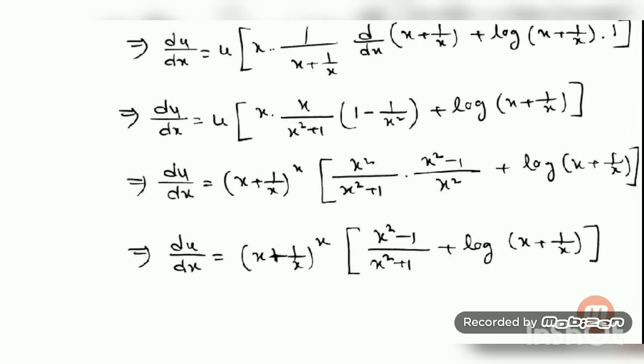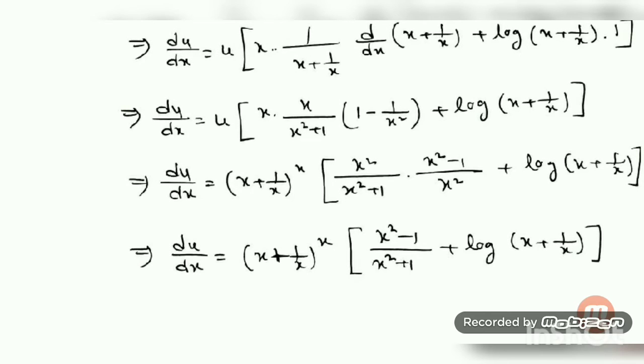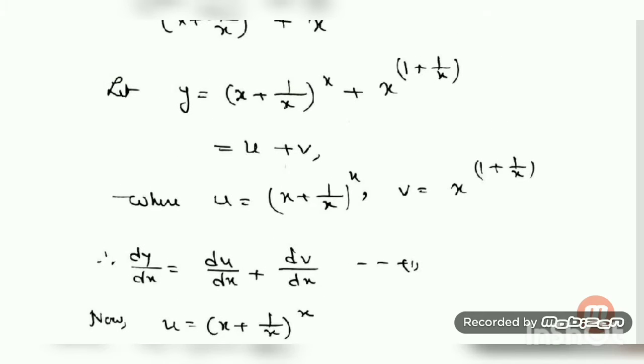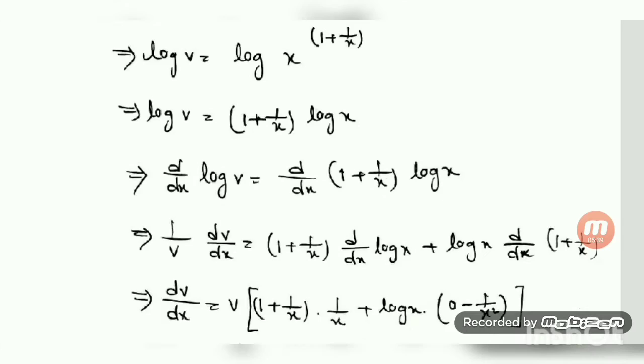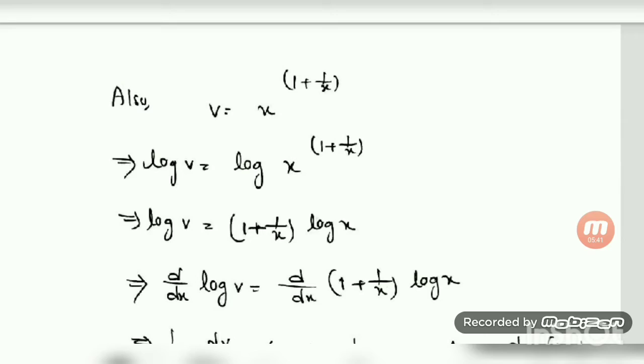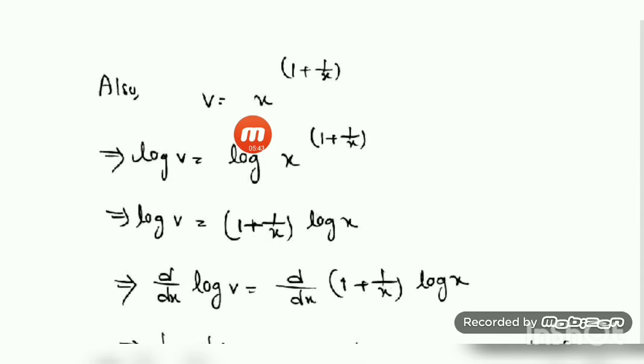After getting du/dx, our aim is to get the value of dv/dx. You remember, this is your v. v is x to the power 1 plus 1/x. So let us proceed here. I take your v. Our v is x to the power 1 plus 1/x. As the power is variable, again I have taken logarithm here. Log of v will give you log of x to the power 1 plus 1/x. This is power, so it will come as a product. So 1 plus 1/x into log of x. Log of v will be there.